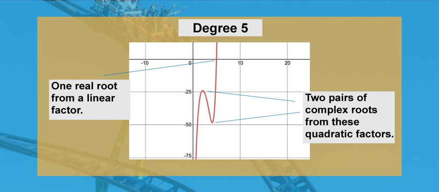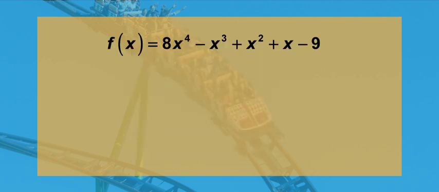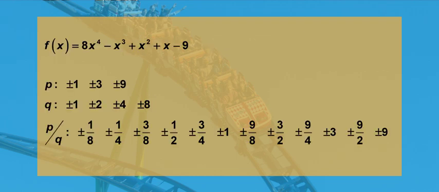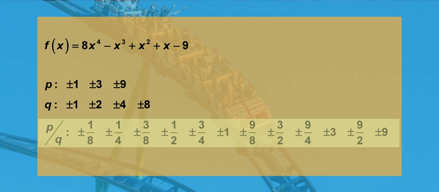Now we can bring together all the tools we have in our arsenal to solve polynomial equations. Look at this fourth degree polynomial. Using the rational root theorem, we identify all the possible roots. First, find the factors of 9, which is p. Then find the factors of 8, which is q. Finally, find all the possible linear roots of the polynomial. In this case, there are a total of 24 possible roots.